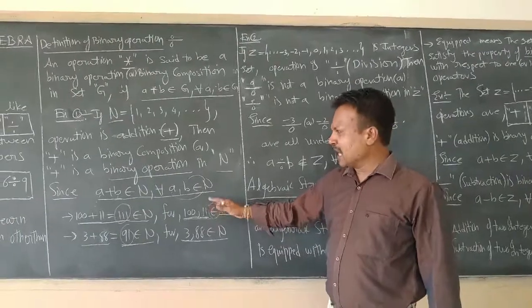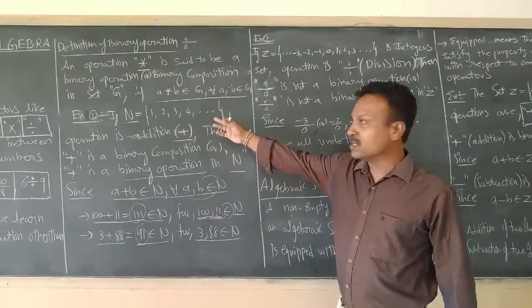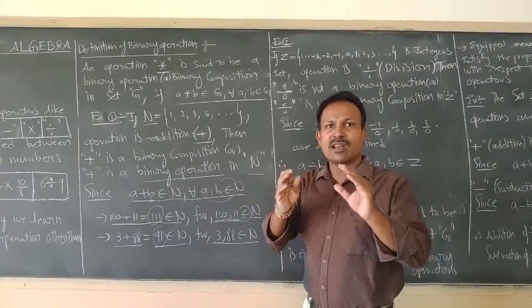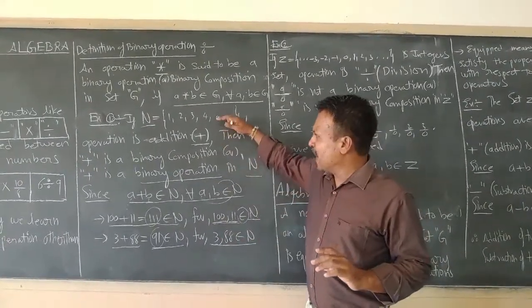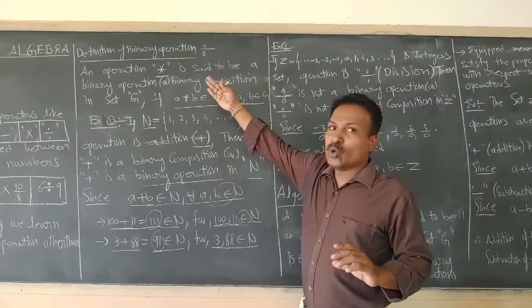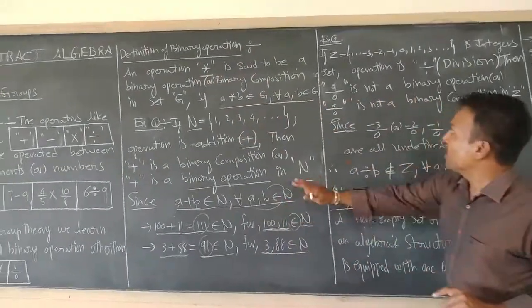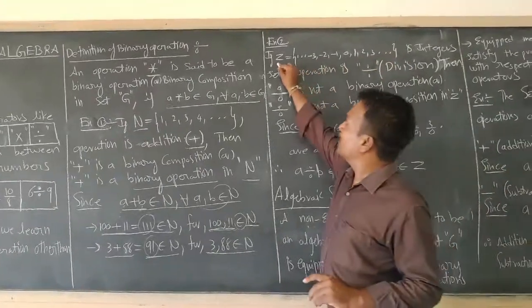Therefore, if we take any two natural numbers from this set of natural numbers and add them, the resultant value will be a natural number. It is a basic example to know well about the definition of binary operation. If I proceed further, the set of integers.